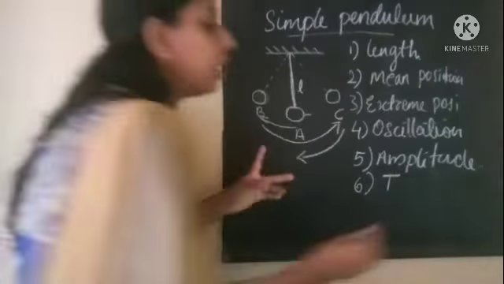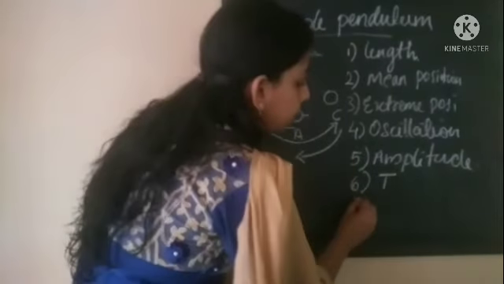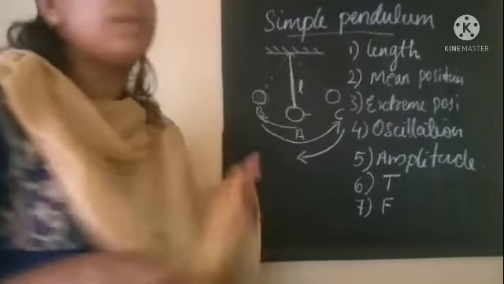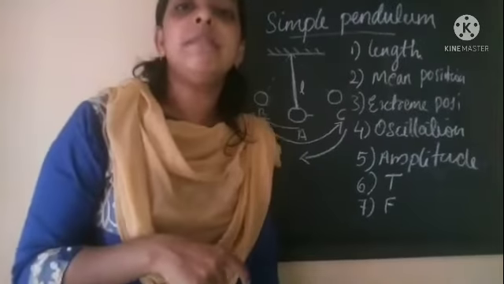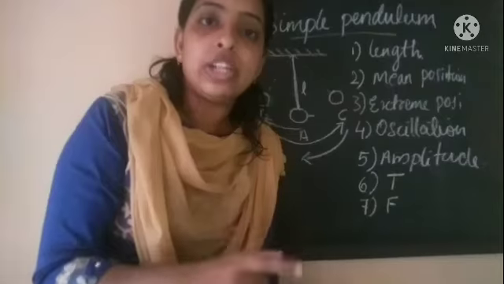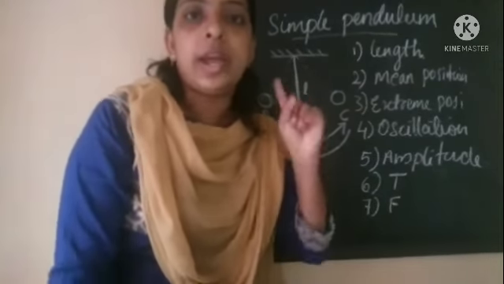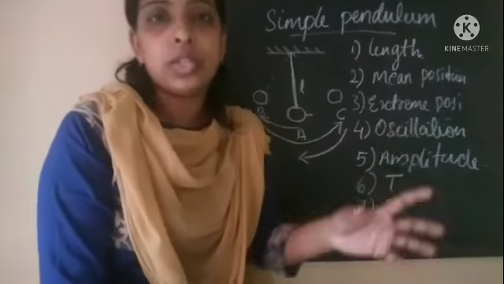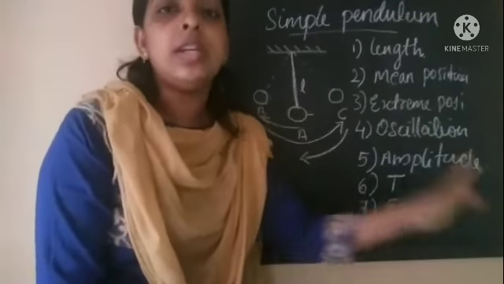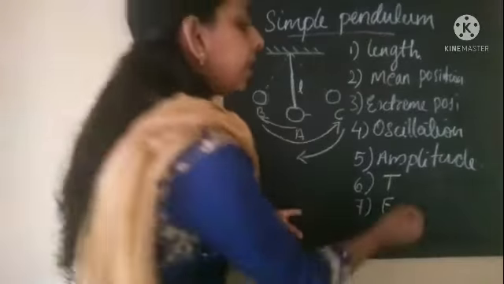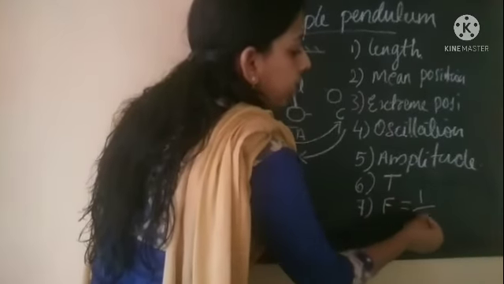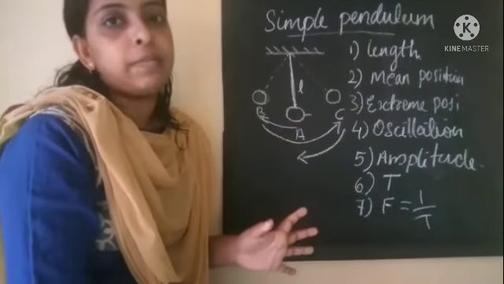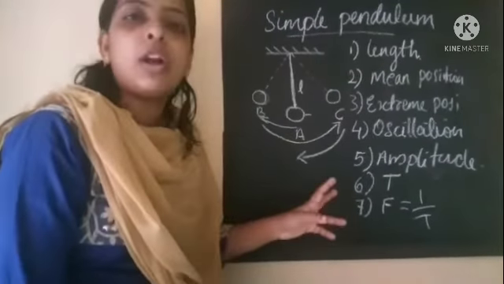The last term related to the simple pendulum is frequency. Frequency means the number of oscillations completed in 1 second, either 2 or 3, 4, 5, 6 like this. The number of oscillations completed in 1 second is the frequency, and we can say that frequency is the reciprocal of time period.